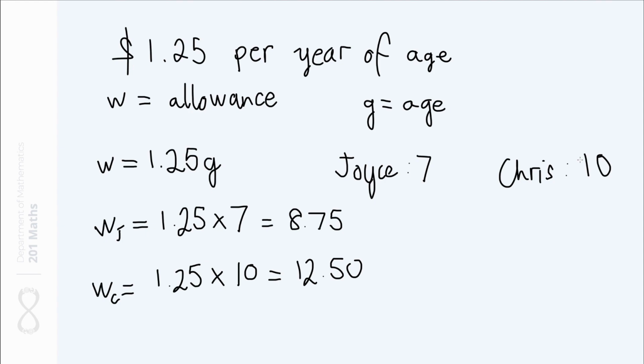Now let's imagine that the question is asked differently. Instead of saying Chris is 10, so how much is his weekly allowance? We could have said Chris gets $10.25 weekly. What is his age? Right? So instead of giving the age, we give the allowance, and the question becomes, how old is this child?